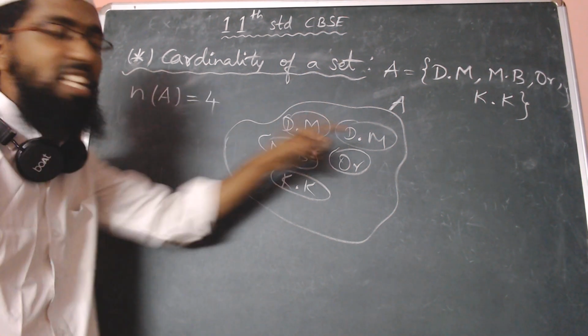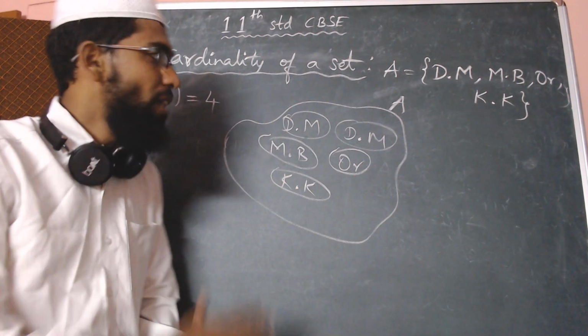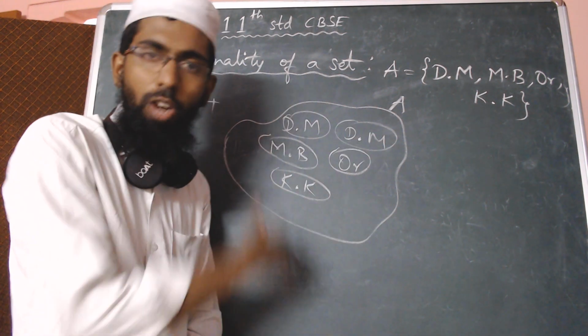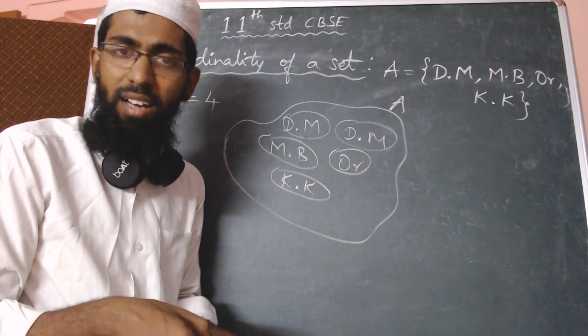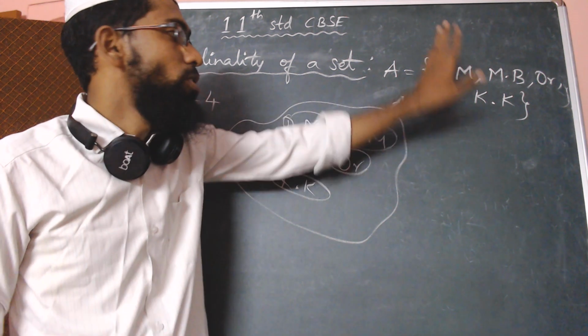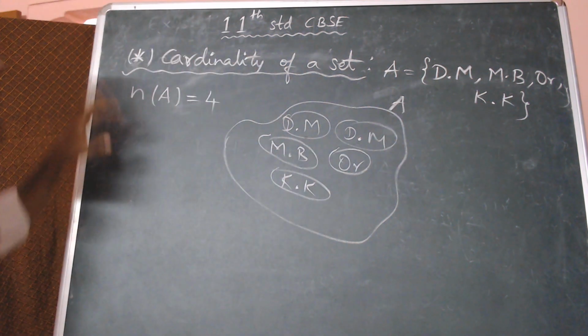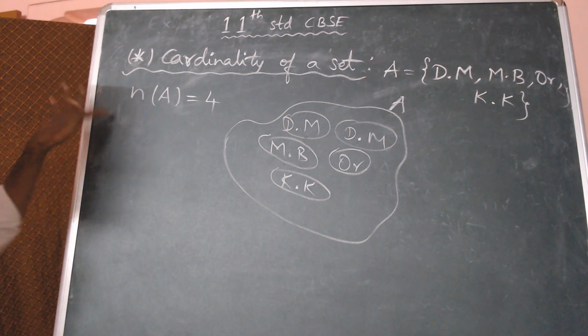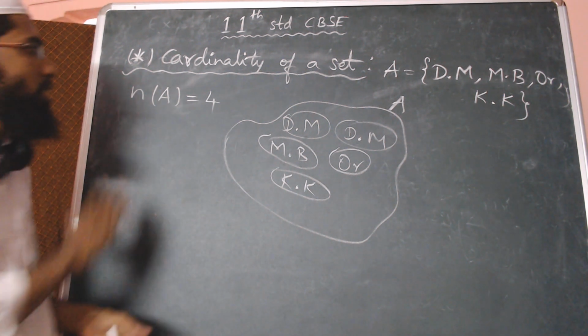We will not write it as 5. Why? Because when we write a set in roster form, even though the element is present twice in the cover or in the bag, we will write it only once. So the number of elements is not 5. The number of elements of the set A is 4. So this is called the cardinality of the set A or cardinal number of the set A. So this is the cardinality of the set.